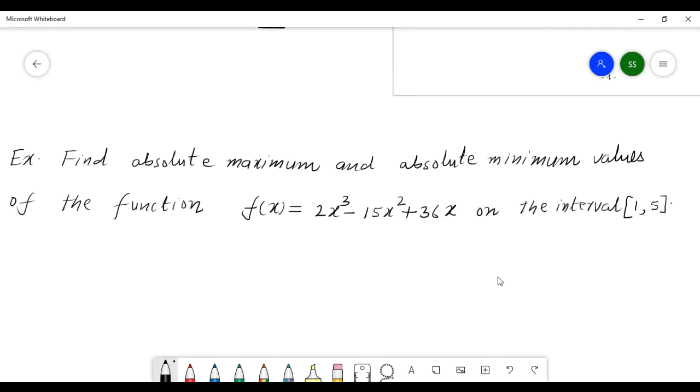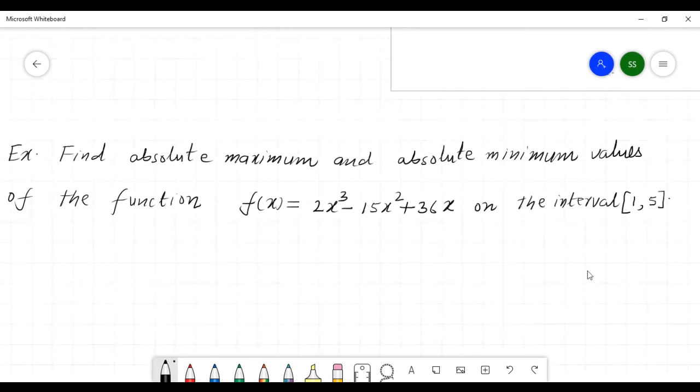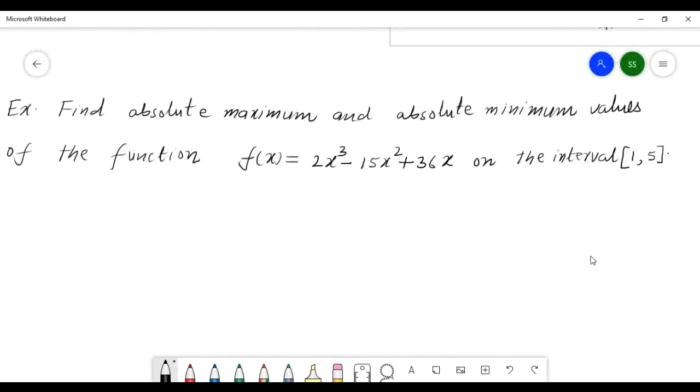Now look over here. How to solve this? Same method. You have to find the absolute maximum and absolute minimum values of this function f(x) = 2x^3 - 15x^2 + 36x on this interval. Okay, now see the solution.